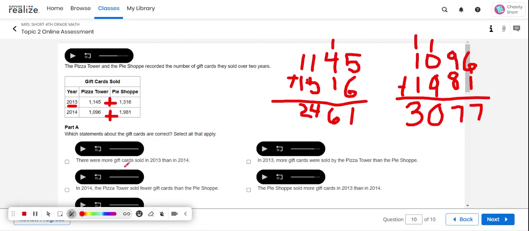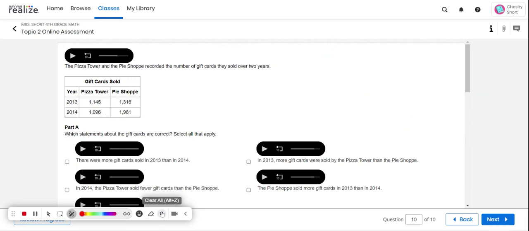Okay, so there were more gift cards sold in 2013 than in 2014. That's not true. Obviously, this number is bigger than this number, so that is a NERP. Okay, in 2013, more gift cards were sold by the pizza tower than the pie shop. This one's pretty simple. You're just going to look at pizza tower and pie shop in 2013. Is it true that more gift cards were sold by the pizza tower than the pie shop? No. It looks like more pizzas were sold by the pie shop in 2013. So that is not true.